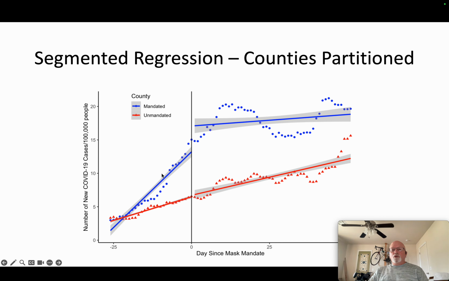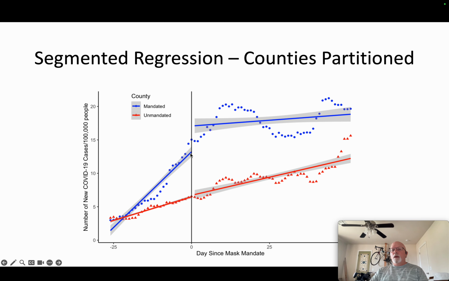You had strong increases in mandated counties before the mandate, a lower rate of increase, but still increasing in the non-mandated counties. But after the mandate, the non-mandated counties just basically stayed the same. That essentially is the same slope of the line as what you had before the mandate, whereas in mandated counties, you basically saw the curve flattening. There were still a lot of cases, but they weren't increasing any longer. It was just kind of the same number of cases each day rather than more and more and more cases each day.